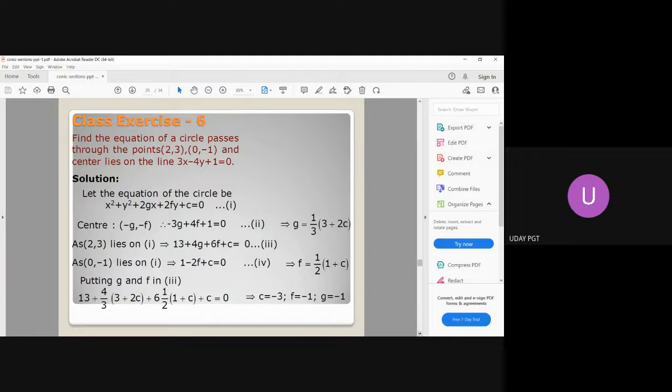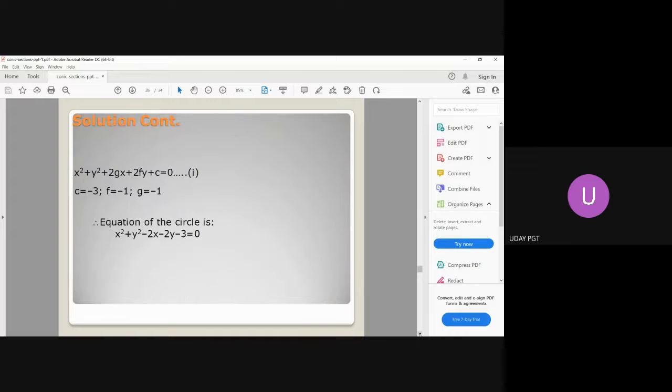So if you substitute the center minus g comma minus f in that line, you get another equation. When you solve these three equations, you get the g, f and c values: g is equal to minus 3 and f is equal to minus 1. Then substitute those values in the given equation.